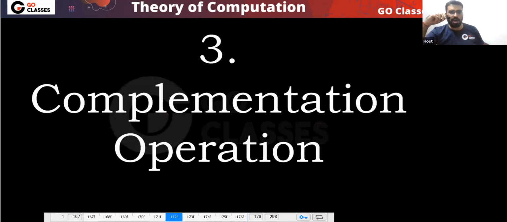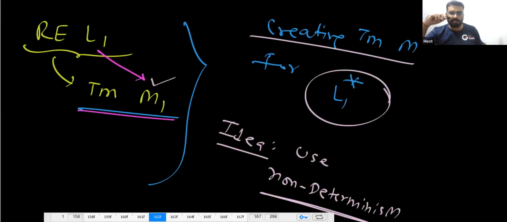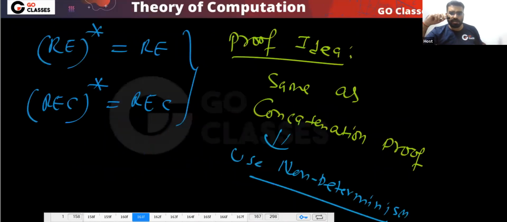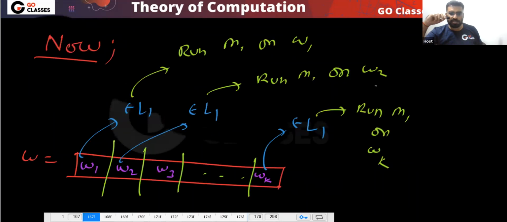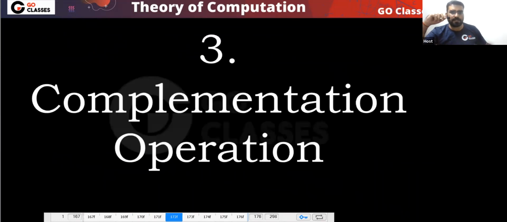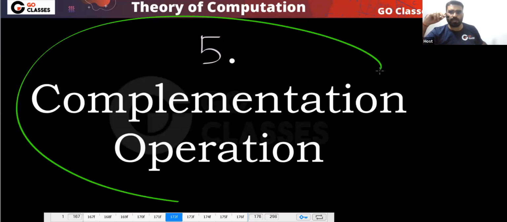Now let's move on. Now the most interesting and most important operation, complementation. We will spend time on this. The fifth operation is complementation. This is very important, and it is our last topic for today.